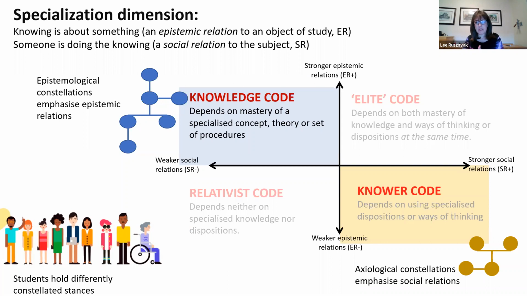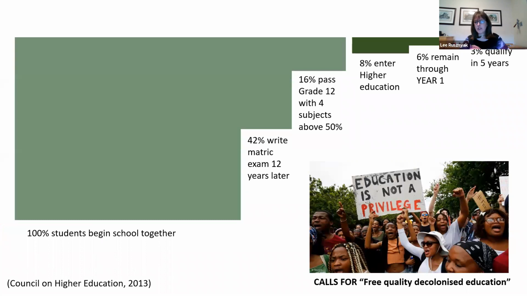When we're talking about epistemological constellations, those emphasize epistemic relations and often downplay the social relations. Axiological constellations are usually associated with a knower code because they emphasize the social relations. So we're going to refer to that during the presentation. But why is this topic relevant? Why does it matter to us?